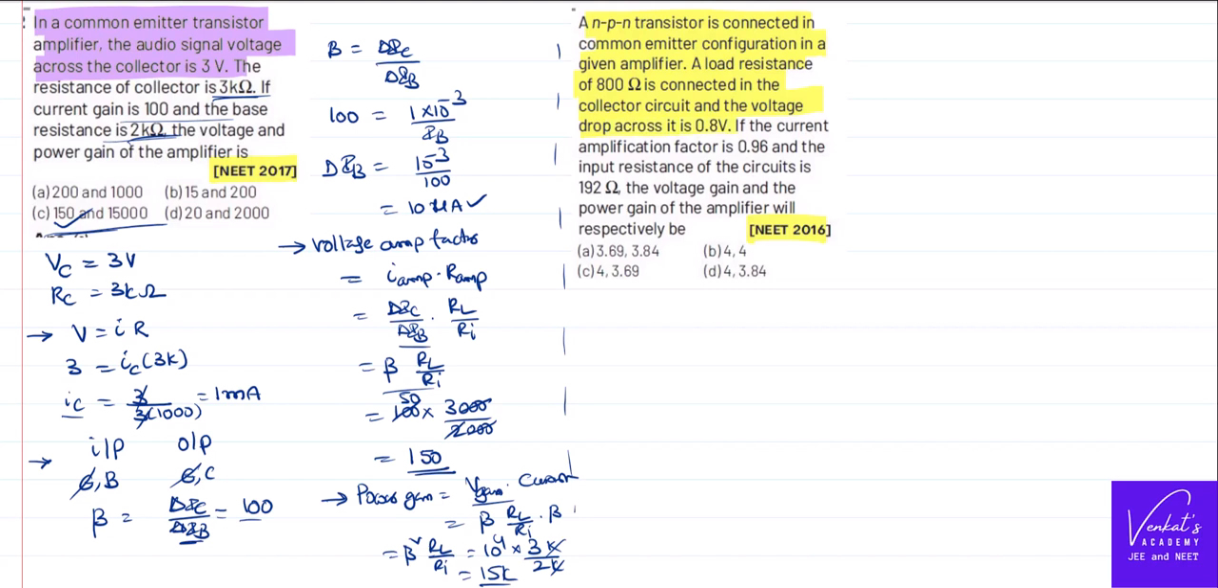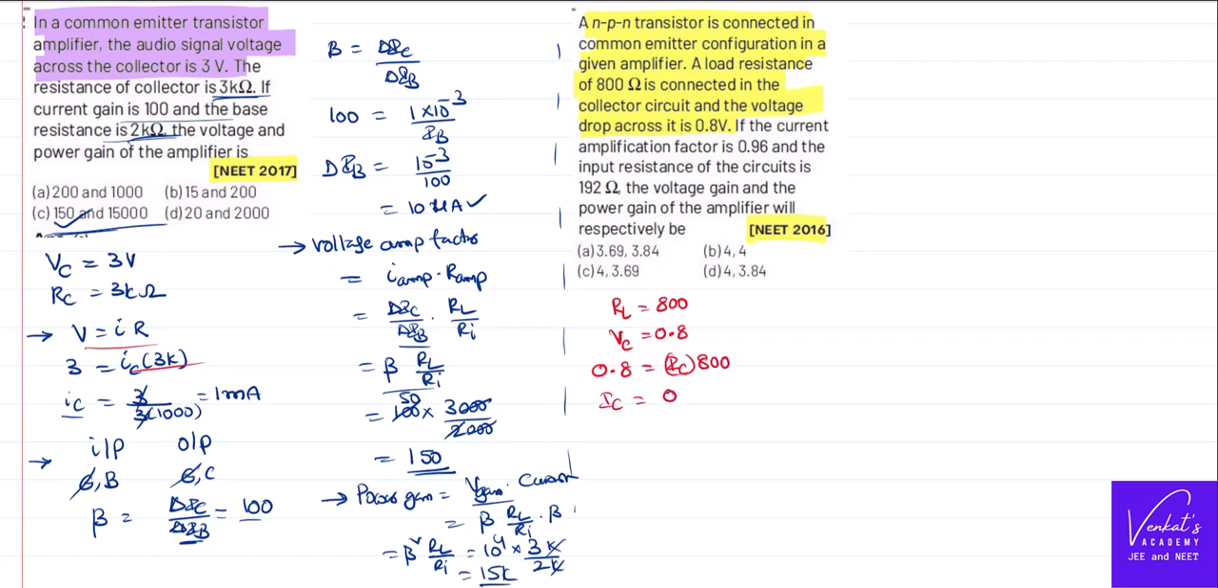Let's write down the data. RL is 800 and the voltage across the collector is 0.8 volts. So from these, based on what we have learned earlier, I can use the formula V equals IR, 0.8 equals I across the collector, resistance is 100.